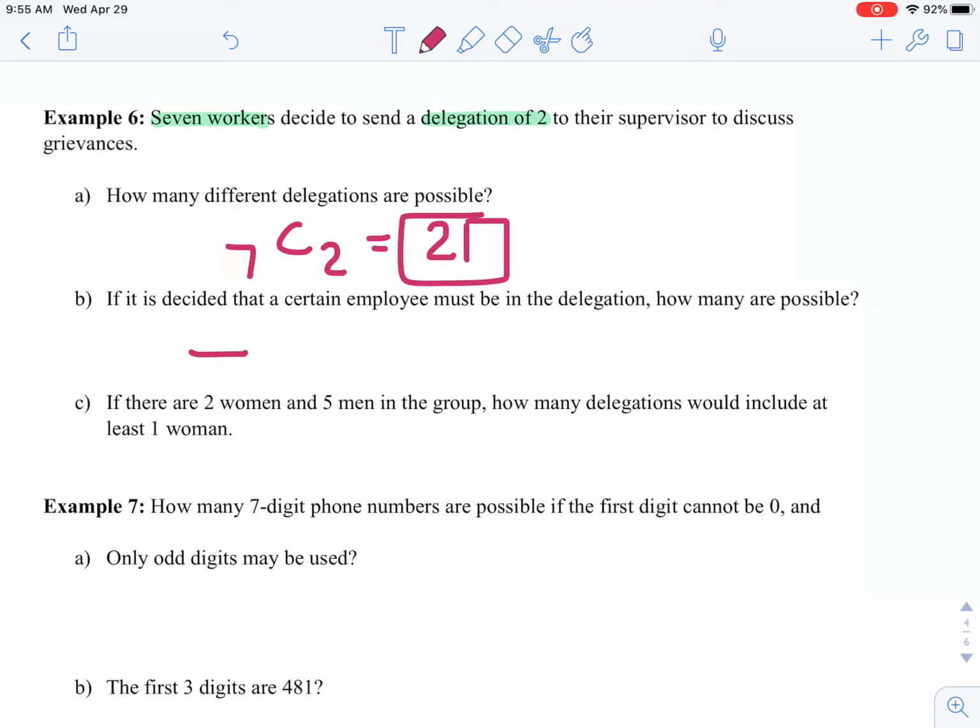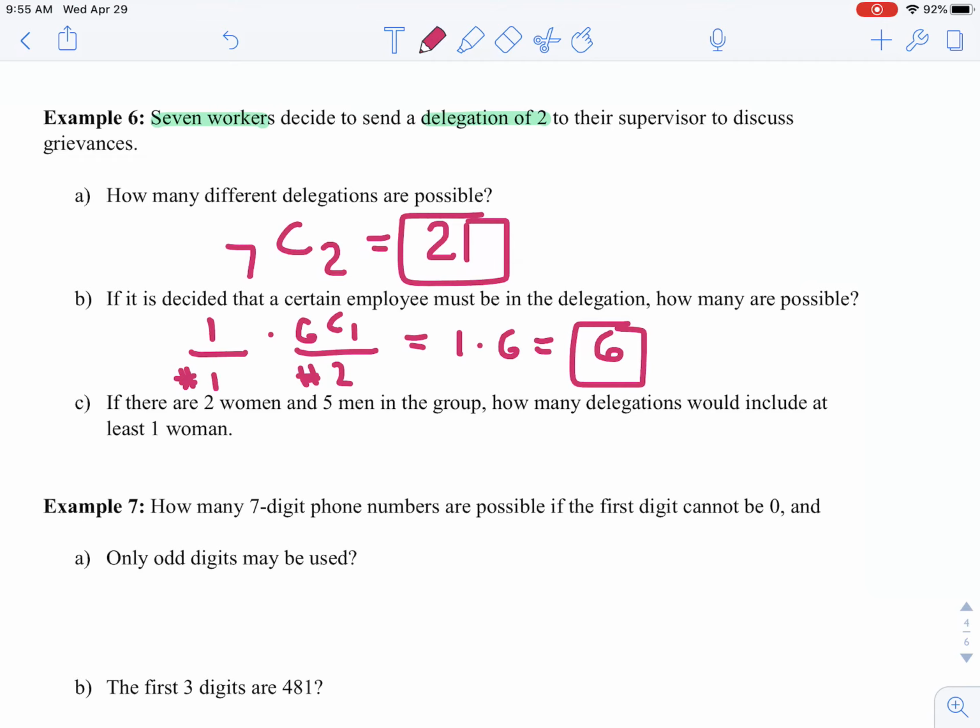If it is decided that a certain employee must be in the delegation, how many are possible? Well, if we know this certain one has to be in there, that first person is just a 1. That one person must be in there. And then in the other spot, we have 6 people to pick from, and I got to pick 1. Well, 6 choose 1 is just 6, so 1 times 6 is 6 possible ways for this to happen. If that one person has to be in it, there's only 1 option for it, and then I have 6 to fill the other spot.